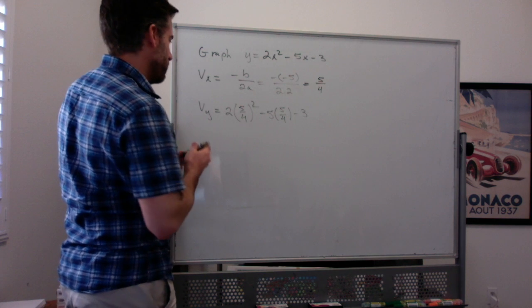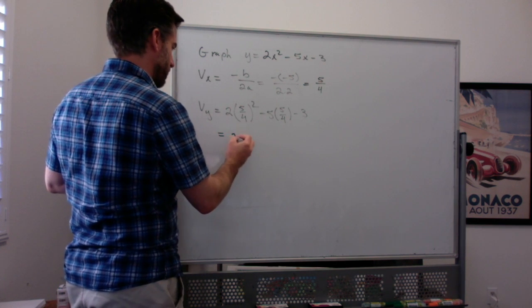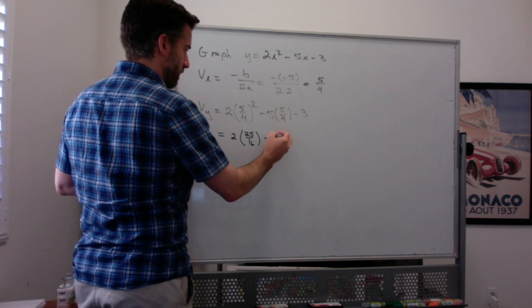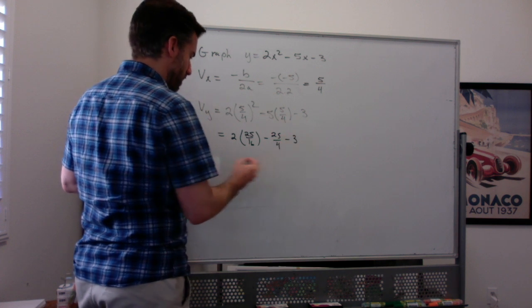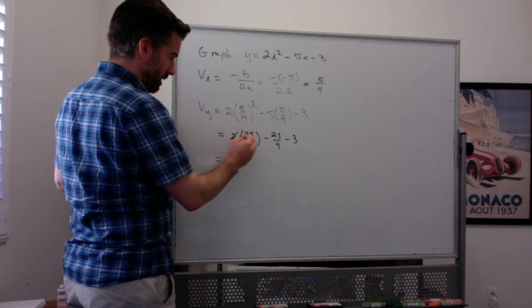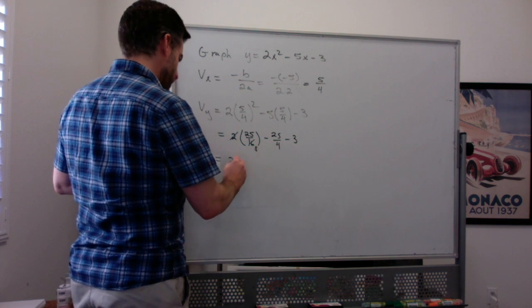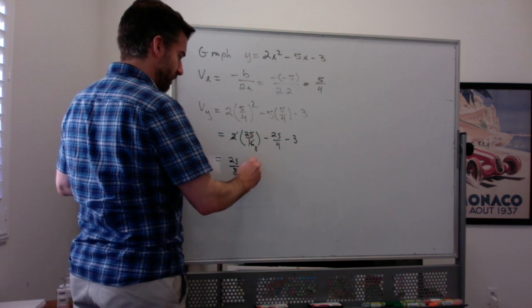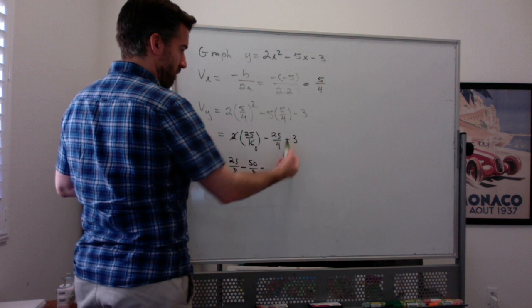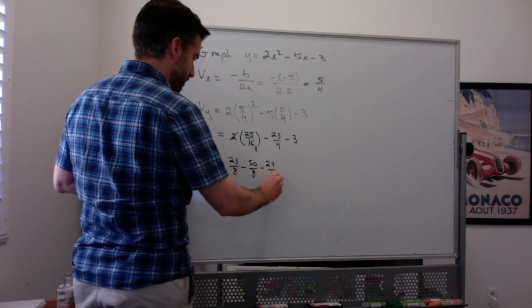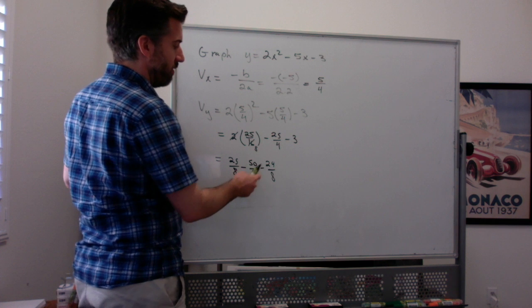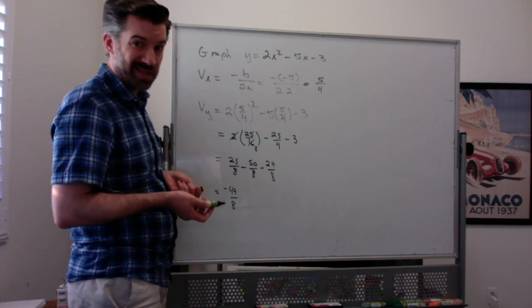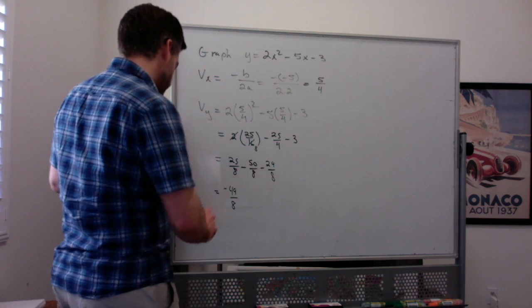Okay. So simplifying this, 2 times 5/4 squared is 25 over 16. 5 times 5/4 is 25/4, minus 3. 2 times 25/16, we can cancel 2 here and 2 here to get 25/8. Getting a common denominator, multiply this by 2 over 2 and get 50/8. Multiply 3 by 8 over 8 and get 24/8. 25 minus 50 is negative 25, minus 24 is negative 49/8, which is close to negative 6.